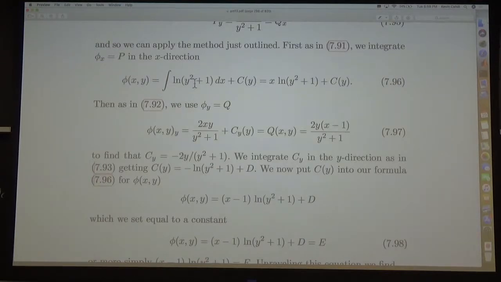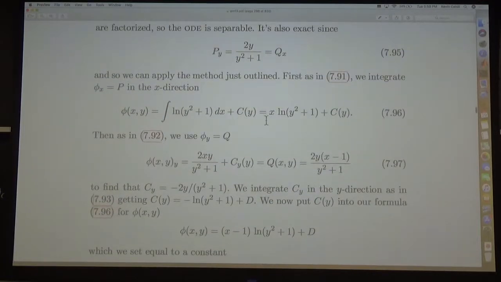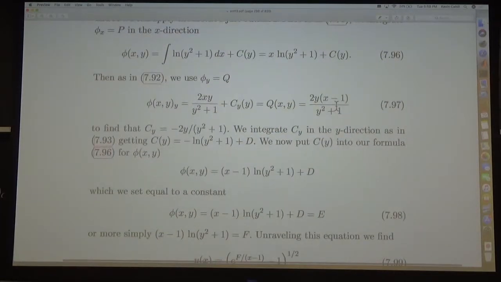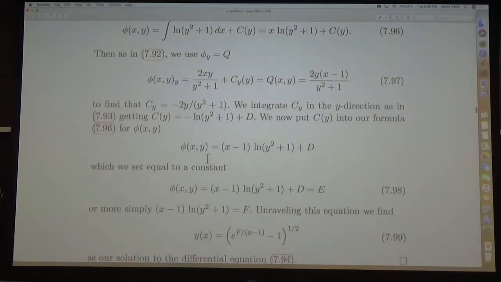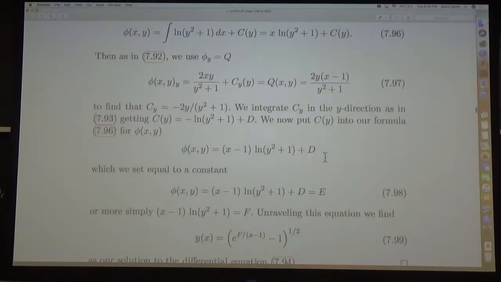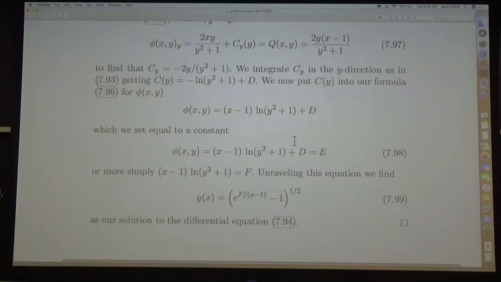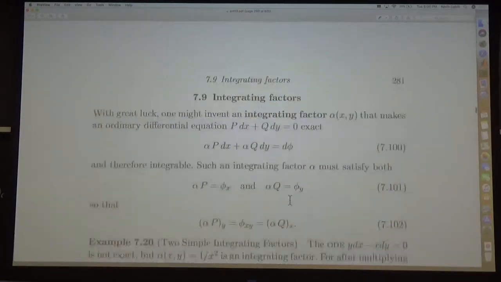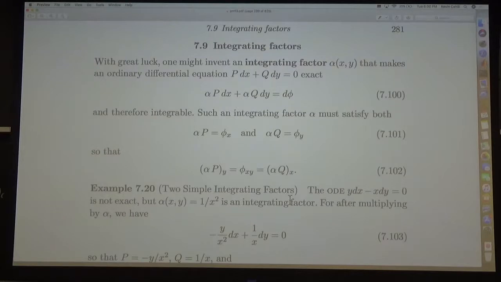Namely, we integrate p and add an unknown function c of y. We then get this. Then we take the y derivative of phi and we set that equal to q, and that then has to be the y derivative of this plus the y derivative of c. Combining those two together we get that, and so then letting phi equal this expression plus c, and knowing what c is now, we get this expression when we set it equal to a constant, and then you can eventually unravel it. So that's an example of the use of exactness.